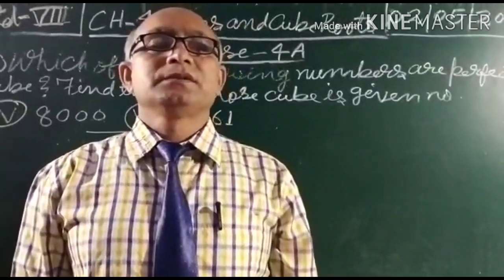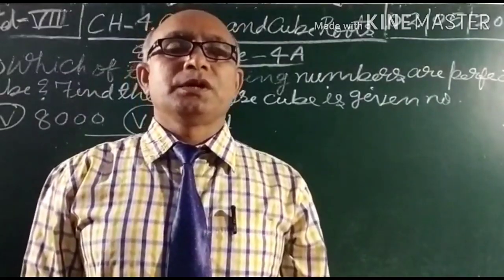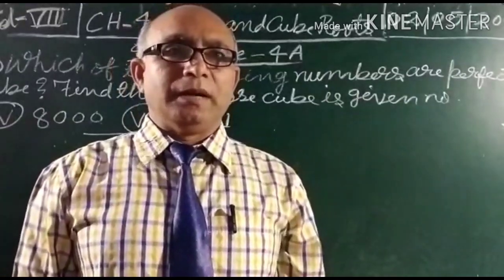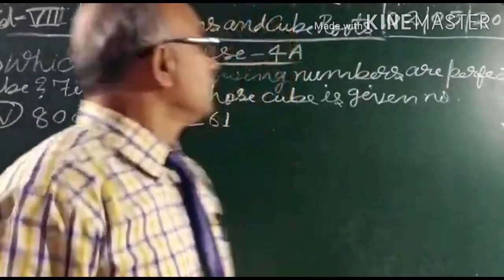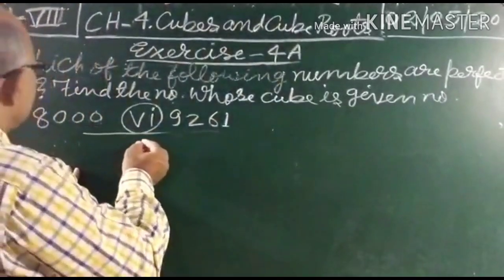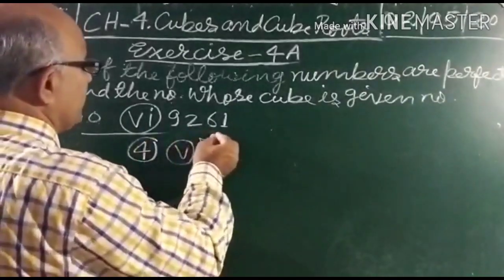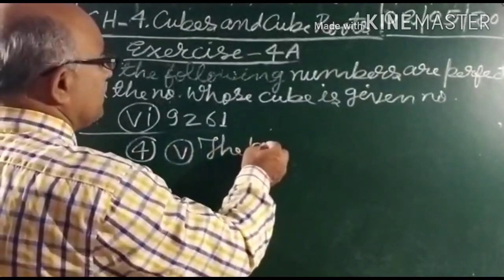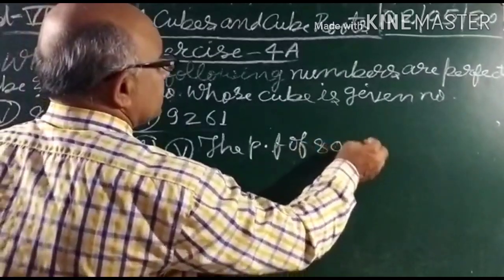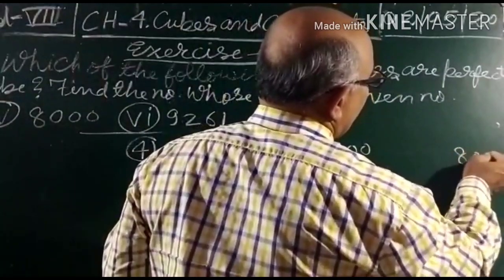My dear students, some questions write on this board. Question number 4 of exercise 4A, chapter 4, cubes and cube roots. I solve here question number 5 of question 4. The PF of 8,000. Find here the PF of 8,000.